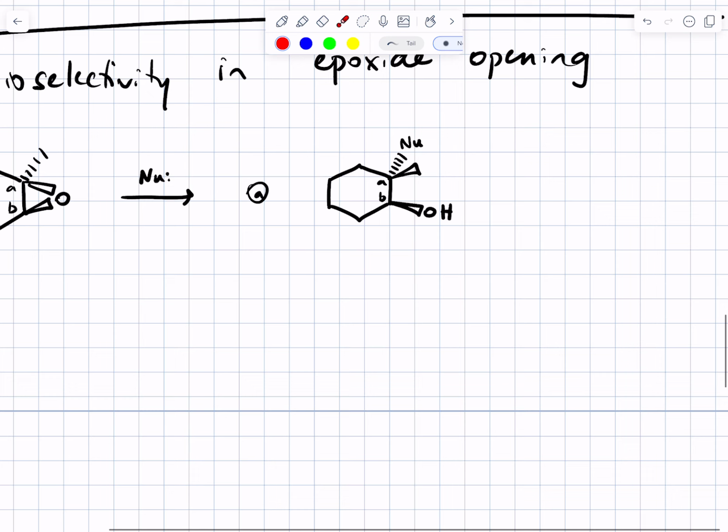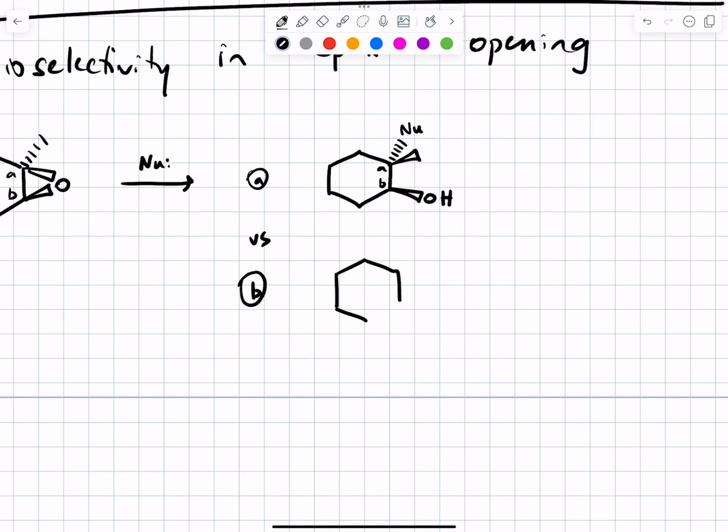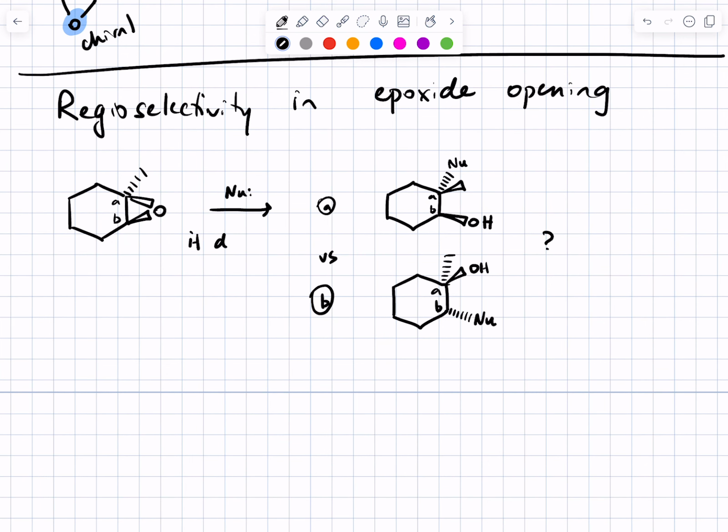Okay? Option B is if the nucleophile attacks at carbon B, and if that happens, the OH from the epoxide is going to be a wedge on carbon A. The methyl group is still going to be a dash on carbon A, and on carbon B, the nucleophile should be here. And so the big question is, which one is it? And the answer is, it depends. That's your favorite answer. But it depends in a sensible and rational way.